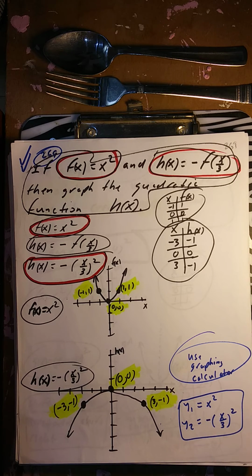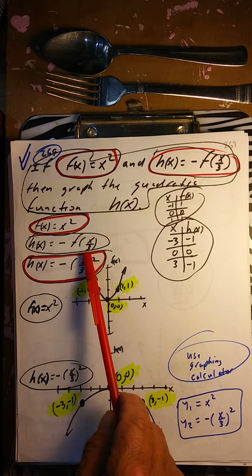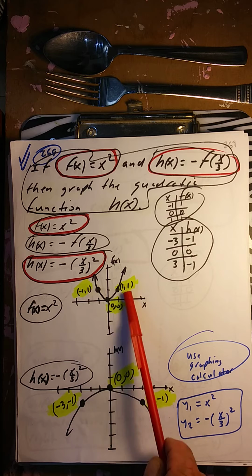f of x equals x squared. Graph h of x equals f of x over 3, in parentheses. Rewrite this as x squared over 3, put it in there, which really means this right here. That's what we're going to graph. And x squared is that graph again, the original graph. There it is.